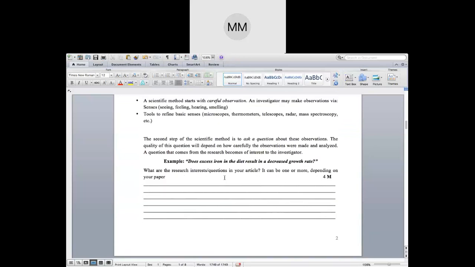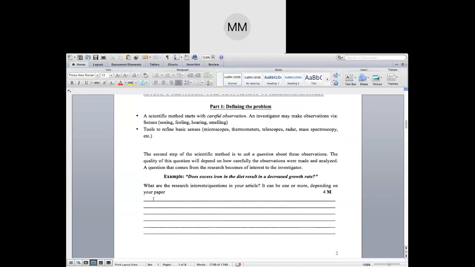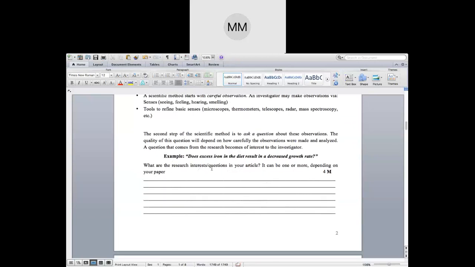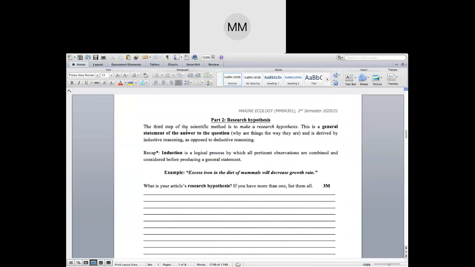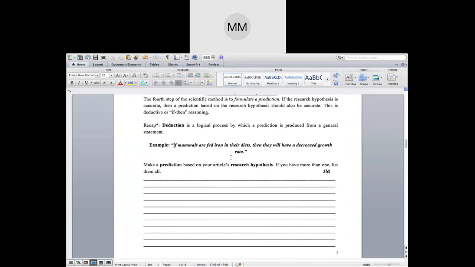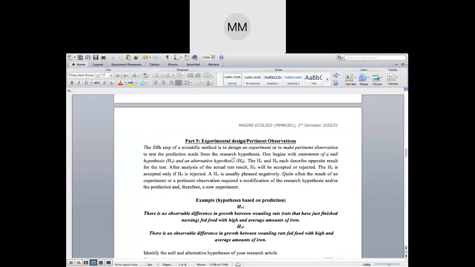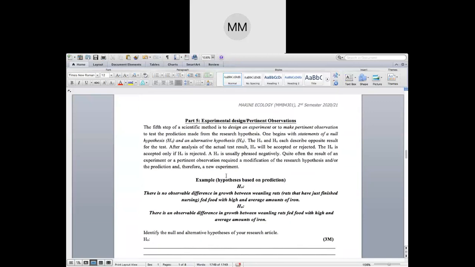Okay, then coming to this part of defining the problem. Basically, here you're supposed to write what the research problems or questions in your article are. Very straightforward. If you have more than one, write more. Then from that, you form your hypothesis. Again, you will have a general hypothesis, but from your general hypothesis, you have another section here, which is your null and your alternative. So your null and your alternative can be even more detailed.